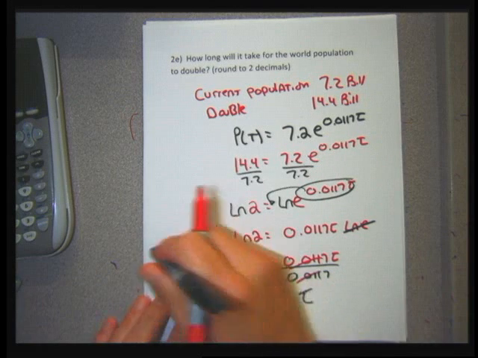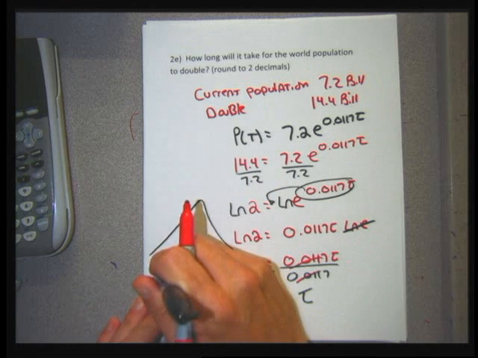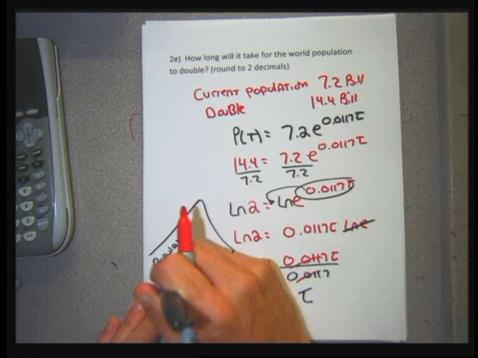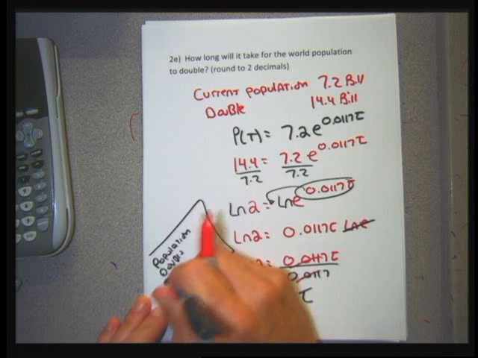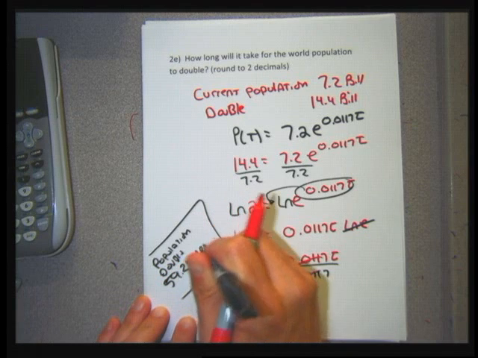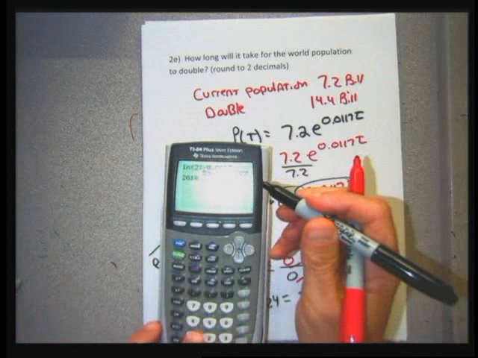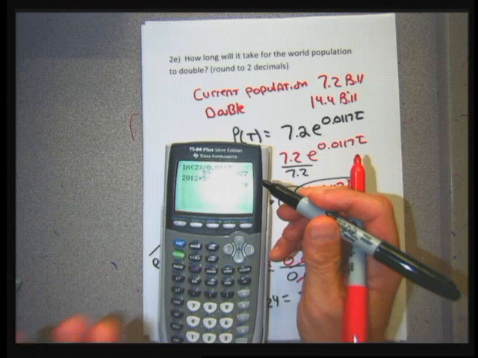So the answer is going to be the world population will double in 59.24 years from 2012. And if I add 2012 plus 59.24, I'd say kind of in the year 2071.